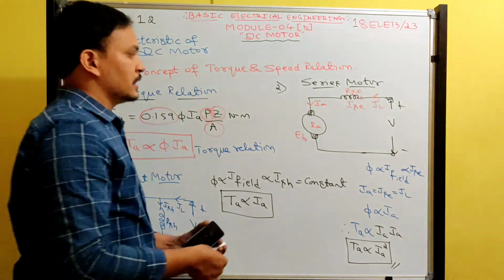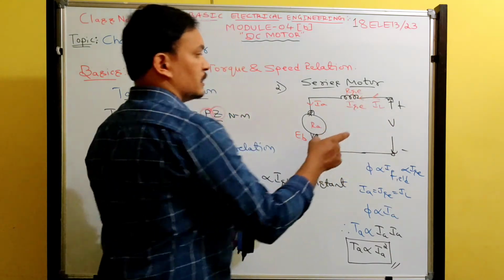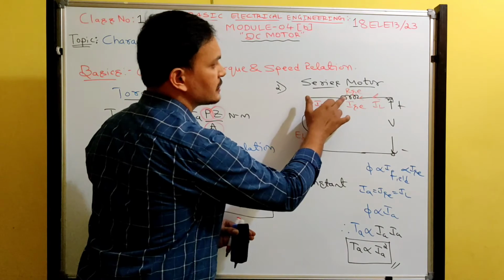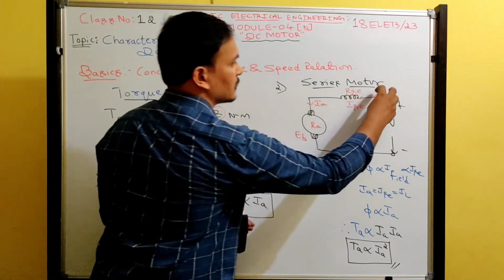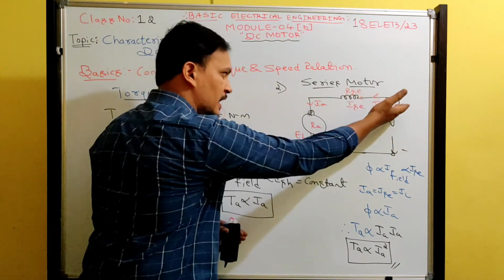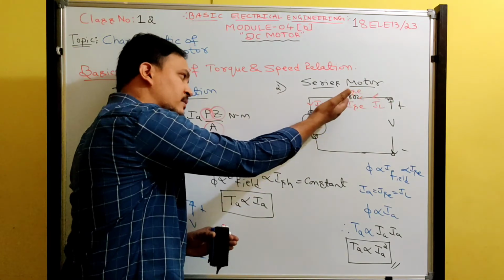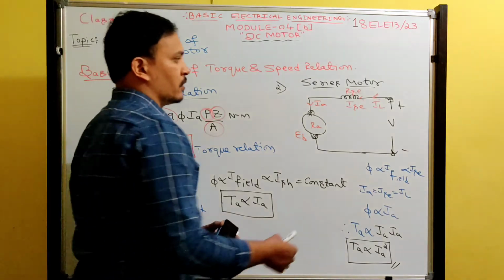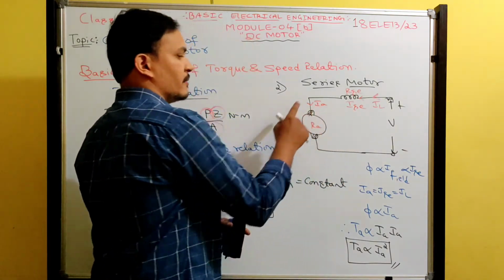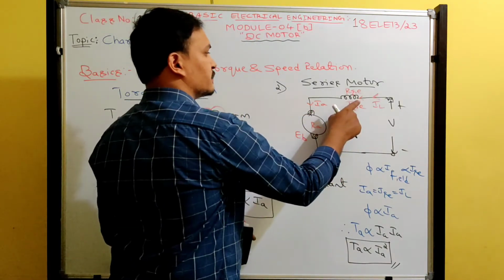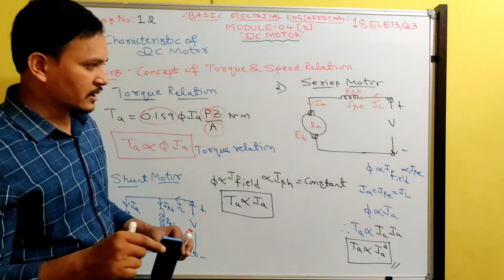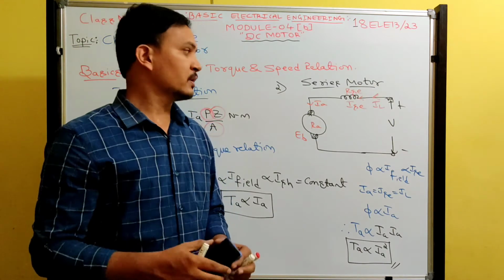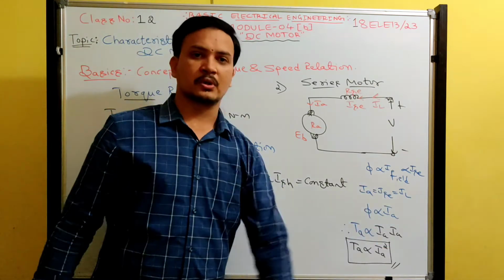See now, here the supply voltage is constant. You add any resistance in series with the winding. Whatever current comes from the mains, the same current flows through the series field winding and the same current flows through the armature. So the series field current, ISC, is the same as Ia. Therefore, in a series motor, flux is proportional to Ia.